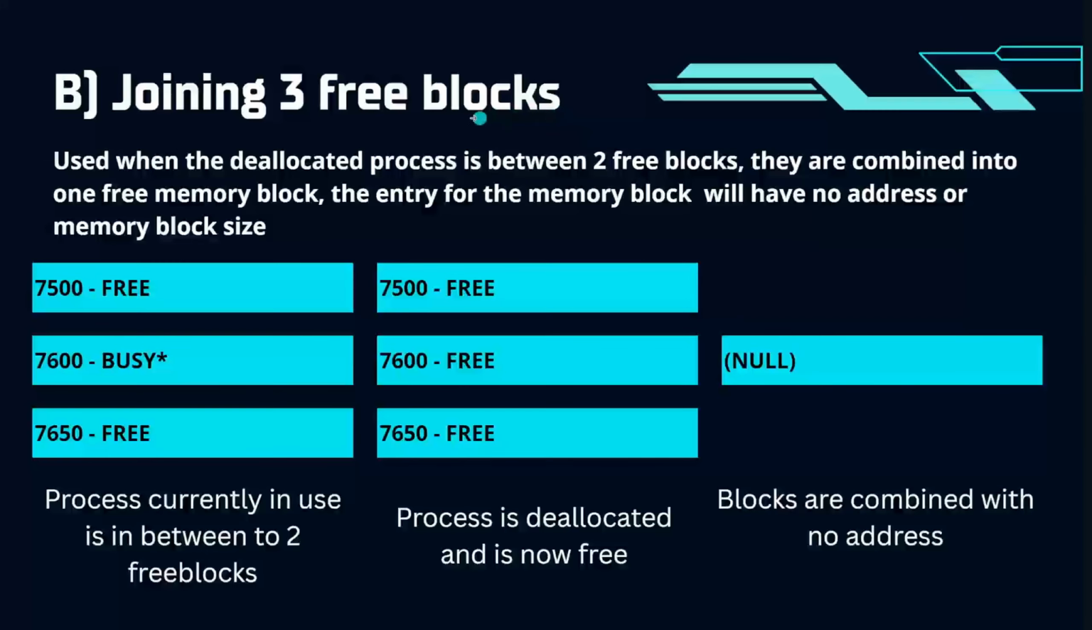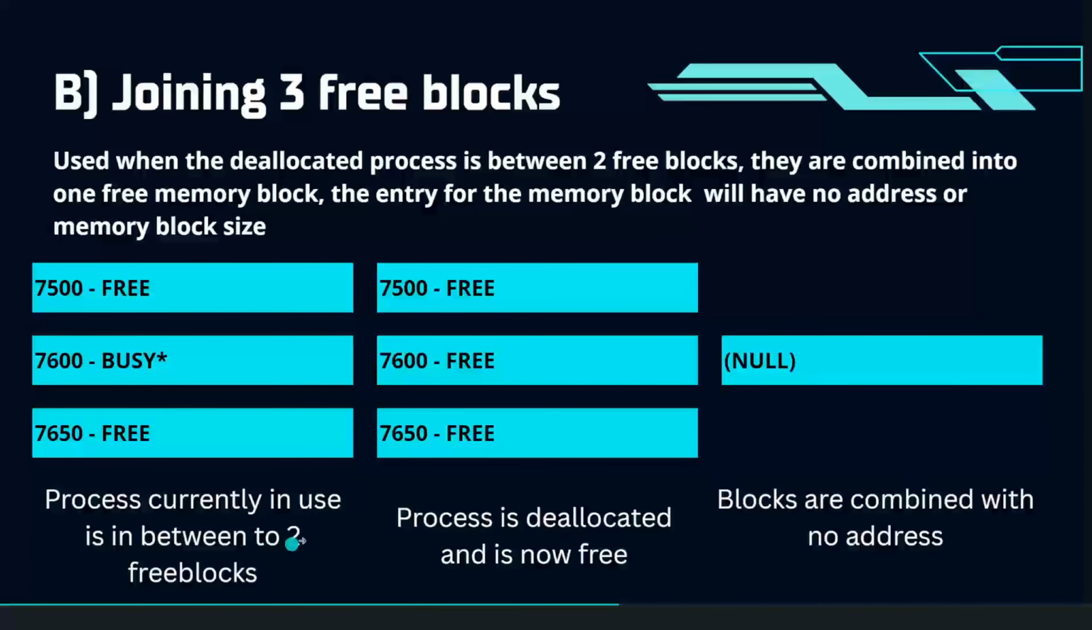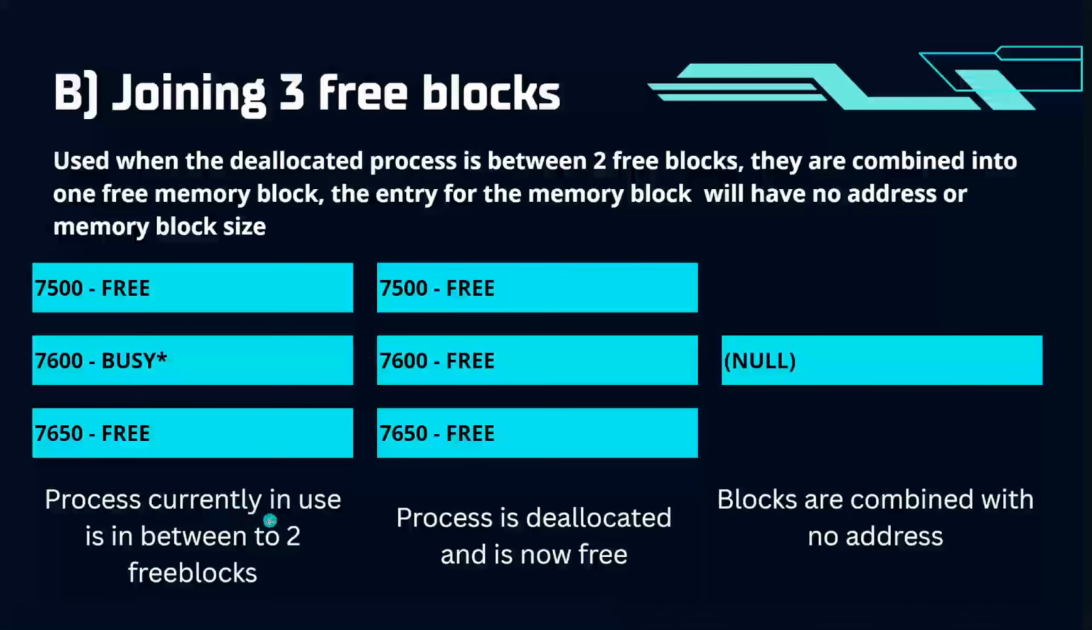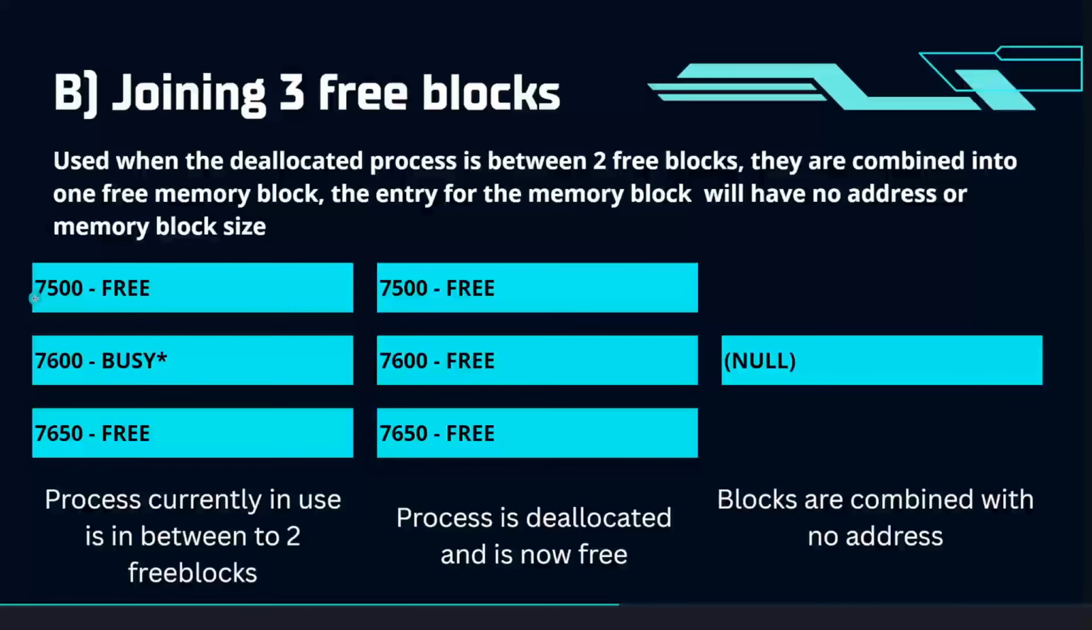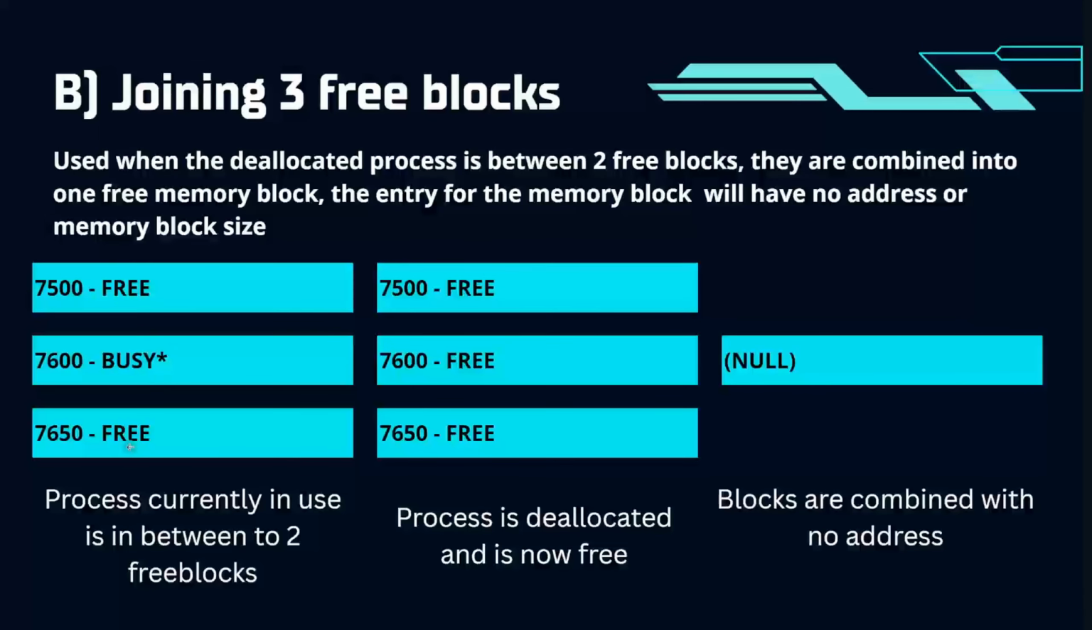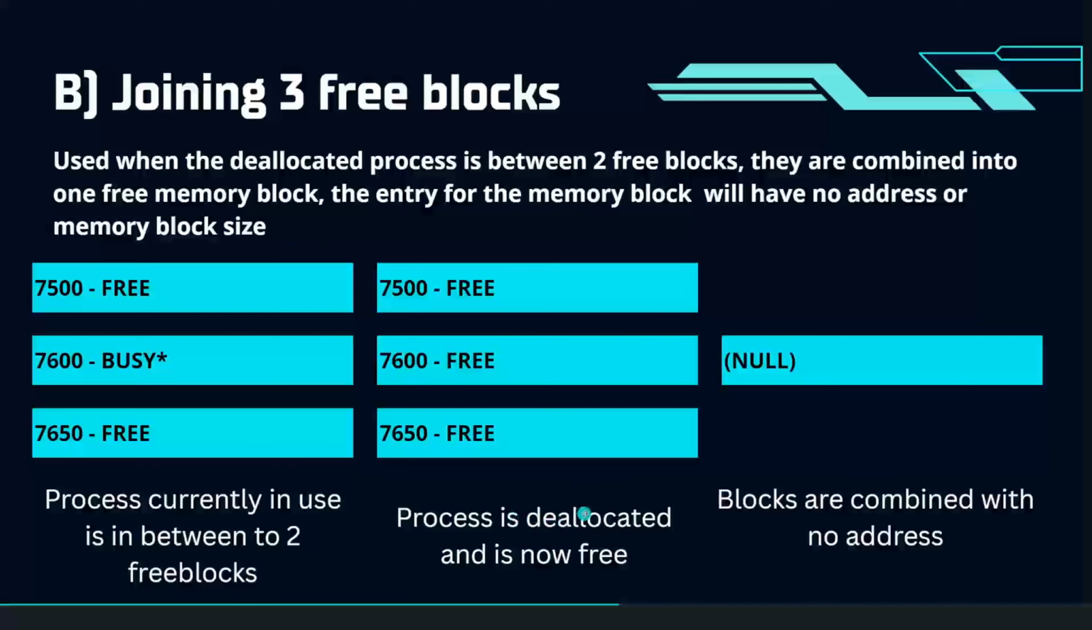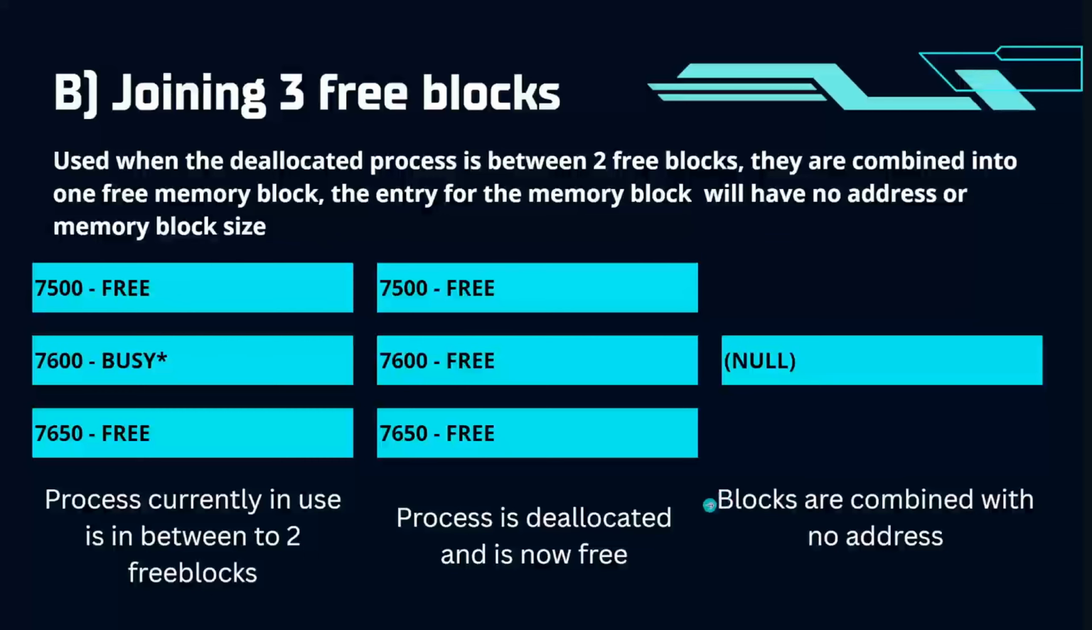As for joining three free blocks, it is used when the deallocated process is between two free blocks. They are combined into one free memory block. The entry for the memory block will have no address or memory block size. As shown by this diagram here, the process currently in use is in between two free blocks. As you can see here, this one is free, busy, free. Next, the process is deallocated and is now free, as represented in this diagram here. Next, the blocks are combined with no address, as represented by this null symbol here.